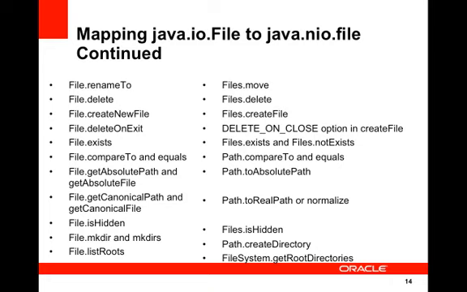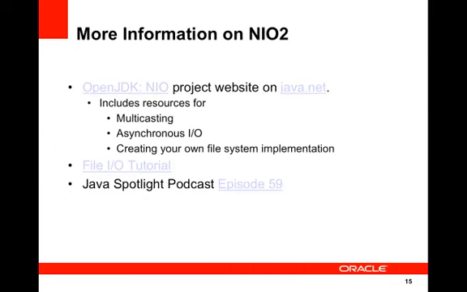Now that just kind of wraps up what we wanted to do with NIO2 today. If you want more information about NIO2, go to the OpenJDK NIO project website on java.net. This will include resources for additional things that we didn't cover here, like multicasting, asynchronous I/O, creating your own file system implementations. And then also there's a file I/O tutorial, which is available on the OTN network. And then also, if you want to listen to what Alan Bateman, who is the project lead for NIO2, has to say, see the Java Spotlight podcast, episode 59.